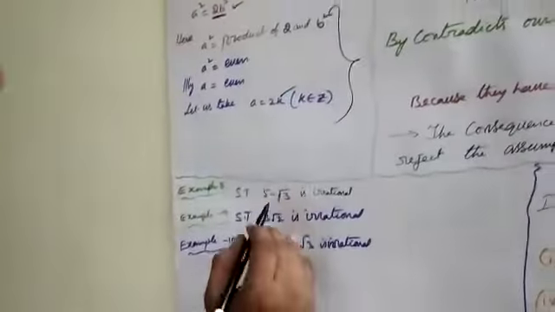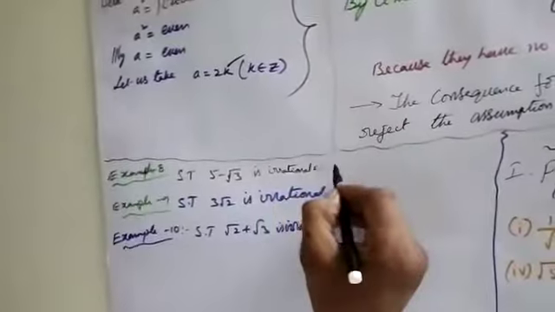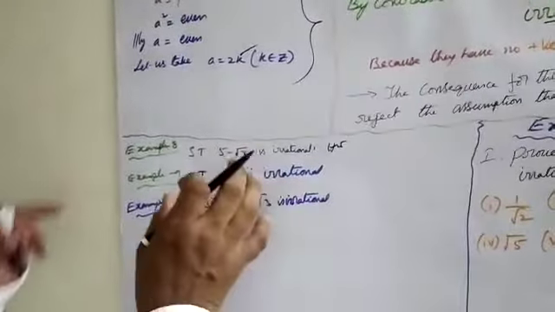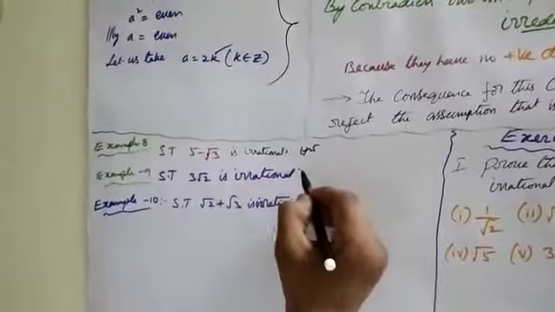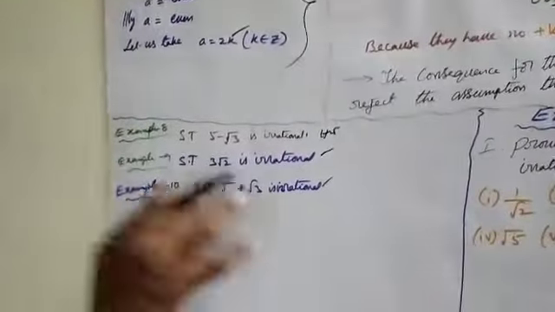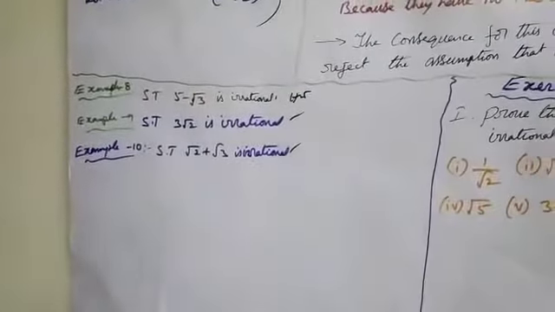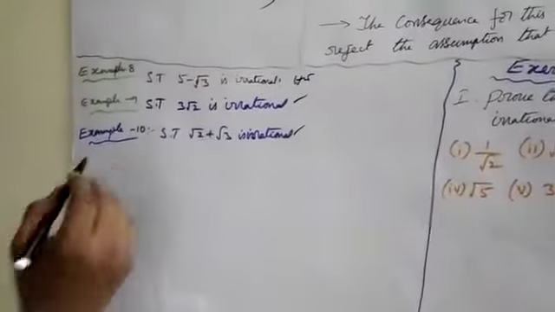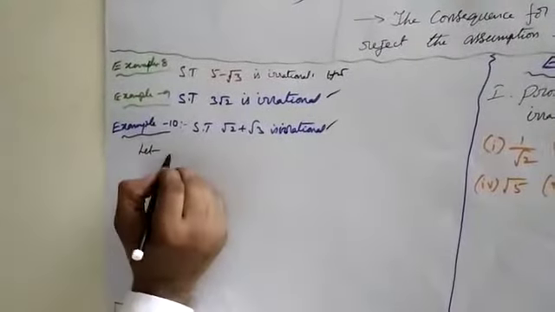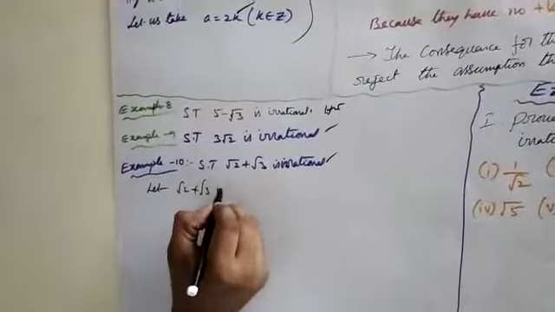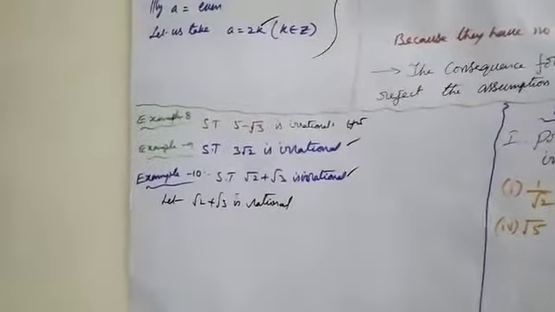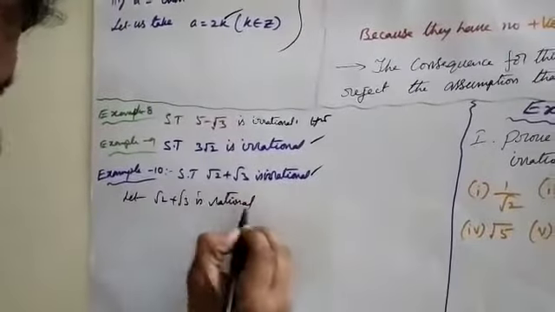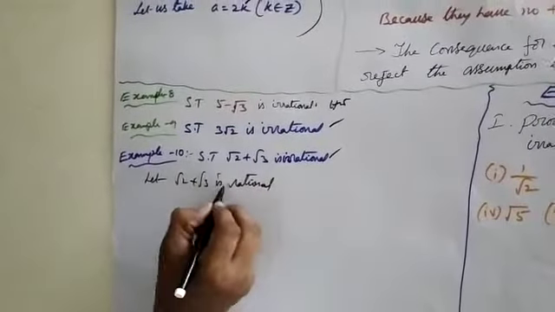What is example 8? 5 minus root 3, you prove it. It is like homework. Also, the example is clearly explained in your textbook. For example, take root 2 plus root 3 whole square. Is this an irrational number, yes or no? Let us assume root 2 plus root 3 is a rational number.